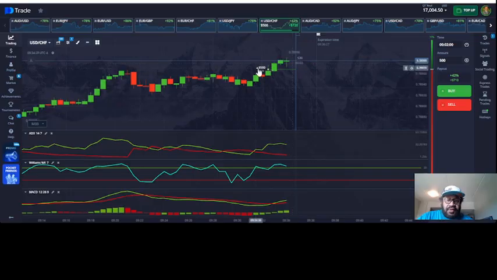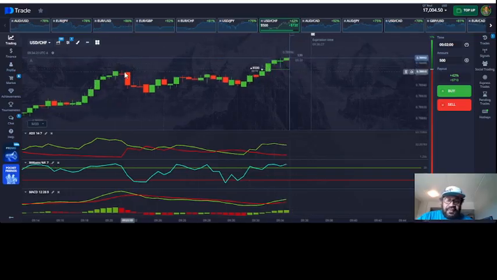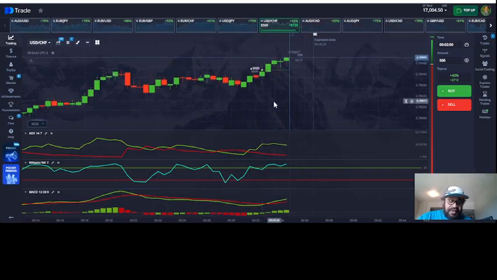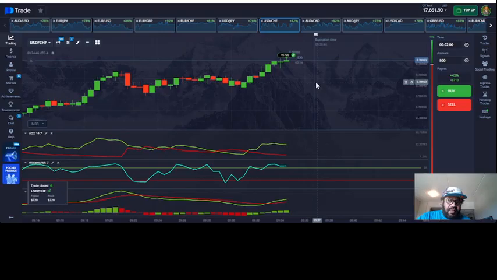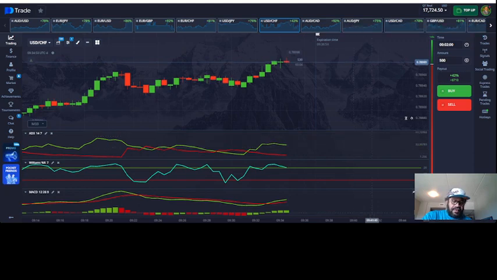Just wanted to take note that I waited for this candle also to close above this previous level of resistance here, because it could have been a level of resistance and the price could have reversed downwards, but I was confident. Okay, so that trade was in the money. So let me pause the video and look for the next setup.